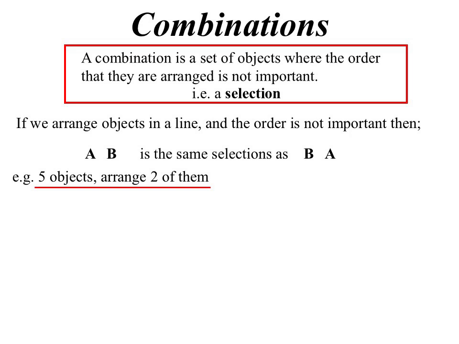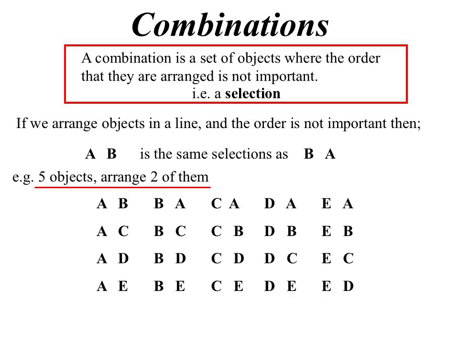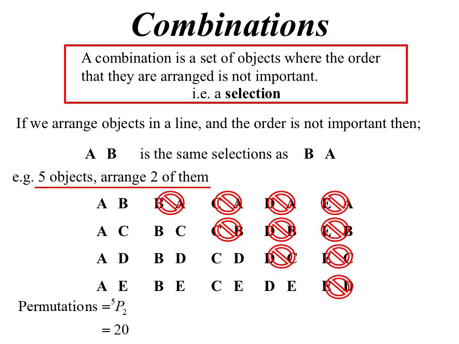Let's have a look at what's happening with something like this. If I've got 5 objects and I'm just going to arrange 2 of them, that would be a permutation, of course. And there's all the different permutations, and we know that ends up being 20. But if I'm not concerned with the arrangements, then some of these are now the same. So BA is the same as AB, and so on and so on. So let's just get rid of the ones that double up. How many am I left with? I'm left with 10. But more importantly, how did we get 10?